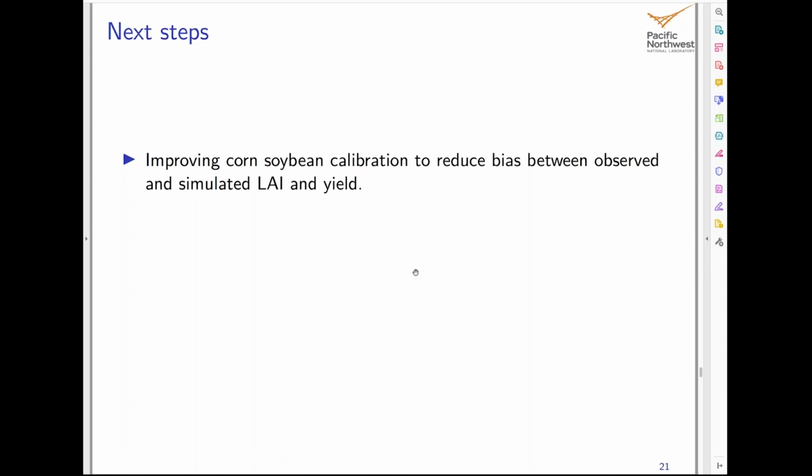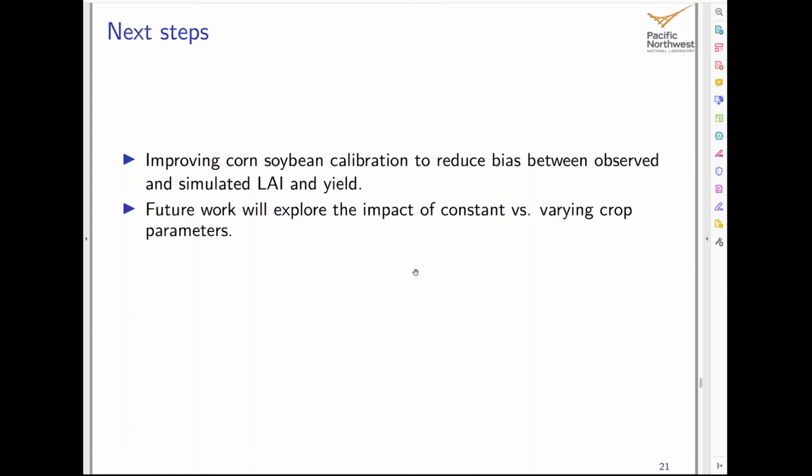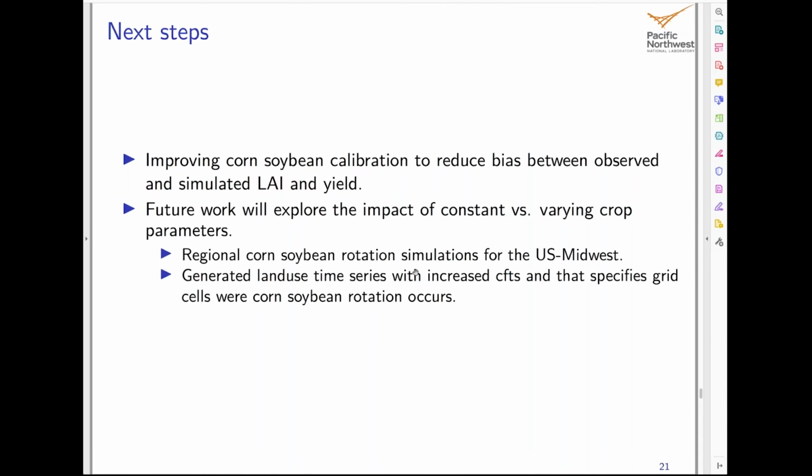So the question is, what will be the impact if we were to make regional or global runs? What will be the impact of using constant parameters versus spatially varying parameters? So my future work will explore the impact of constant versus varying crop parameters. And for this, I'm going to be making regional corn soybean rotation simulations for the US Midwest. And I've already generated a land use time series with increased CFTs that include perennial crops and various other crops that have been recently added. And the land use time series also specifies the grid cells where corn soybean rotation occurs in the US Midwest.